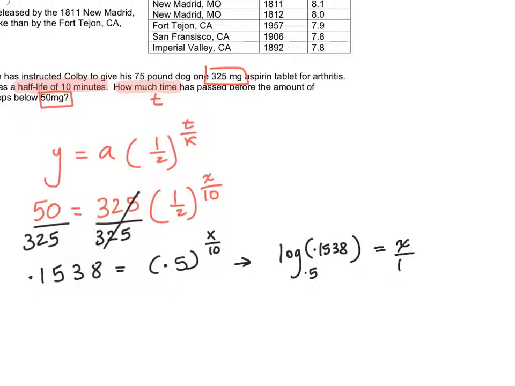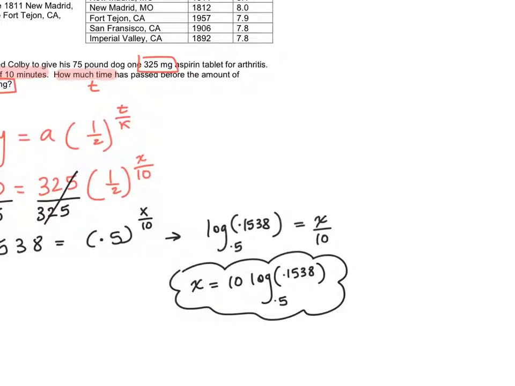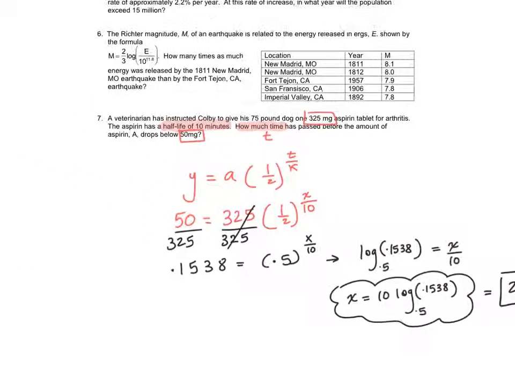So to find x, or isolate x, multiply by 10. So x is equal to 10 times log base 0.5, and the argument is 0.1538. Now that's the solution. If you plug that in the calculator, you will get 27. And remember, the unit is going to be minutes, since the half-life time is in minutes as well. So it has to be more than 27 minutes for it to drop to 50 milligrams. Now pause the video and try number 8.